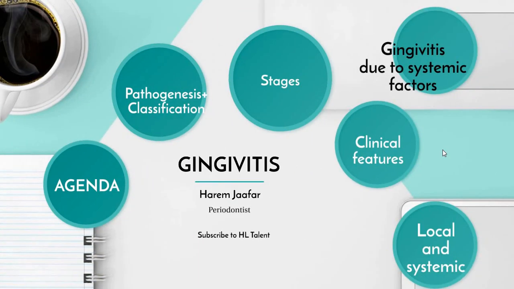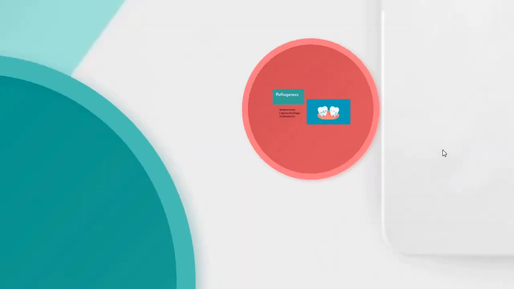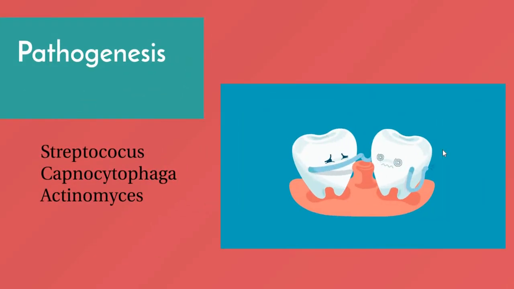So, we have pathogenesis and classifications. In the pathogenesis, as we talked about, the plaque-induced is the most common one. There is an increase in the number of normal flora organisms, especially Streptococcus, Capnocytophaga, and Actinomyces. These are types of bacteria that are most predominantly seen in plaque-induced or biofilm-induced gingivitis.